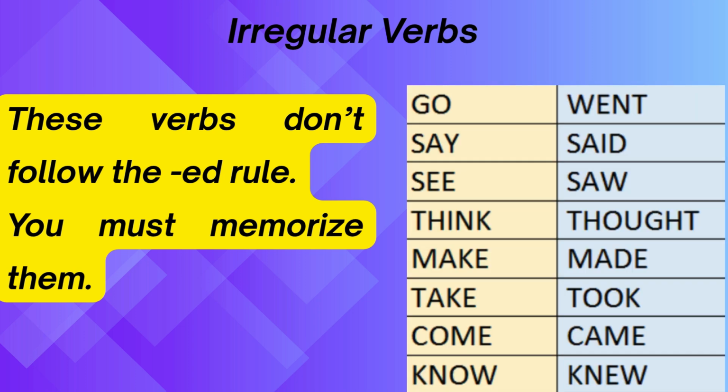Next, we have irregular verbs. Irregular verbs don't follow the ed rule. You just have to memorize them. Examples: go, went, say, said, see, saw, think, thought, make, made, take, took, come, came, know, knew. We use these all the time in daily English.